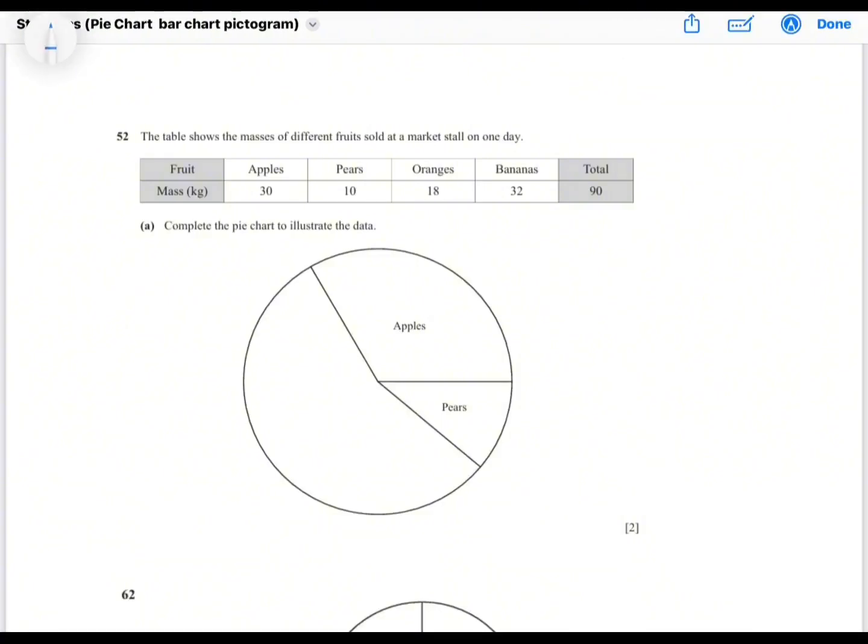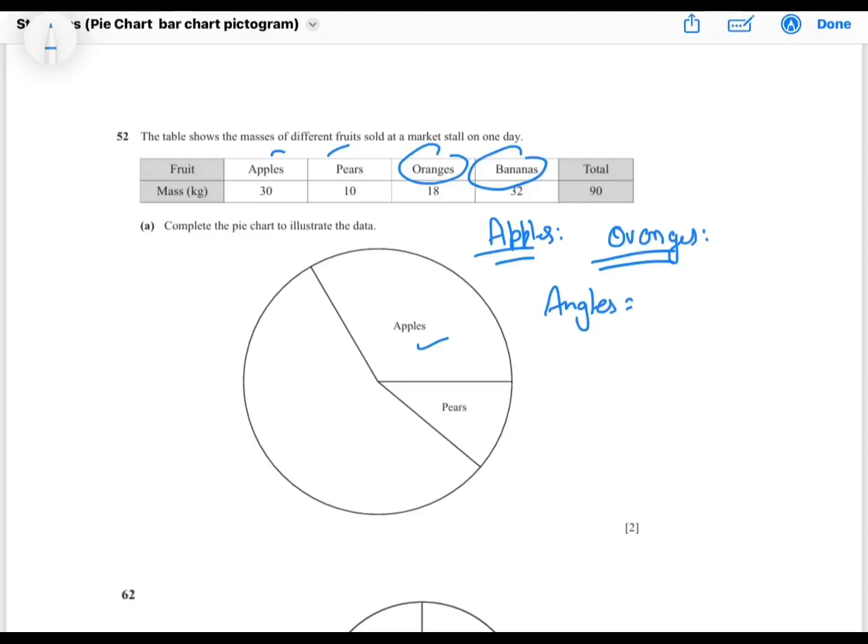As we have to find the angle, for example, the angle of apples has already been made, so we don't need to do apples and pears. We need to do oranges and bananas. First we need to do oranges. We need to find the angle, because when we know the angle then we can plot it using the protractor. So oranges are 18 divided by the total, which has been given as 90, multiplied by 360. The 0 will be cancelled out, 9 1s are 9, 9 4s are 36. Now 4 multiplied by 18 gives 72. So the angle of orange is 72. We just need to put the protractor here and make a 72 degree angle for the oranges.